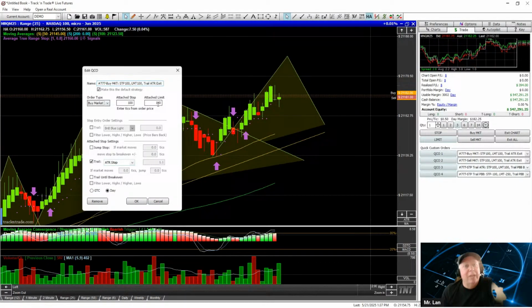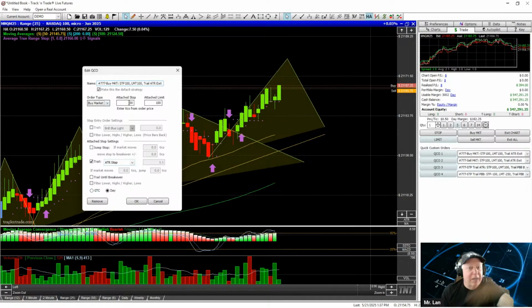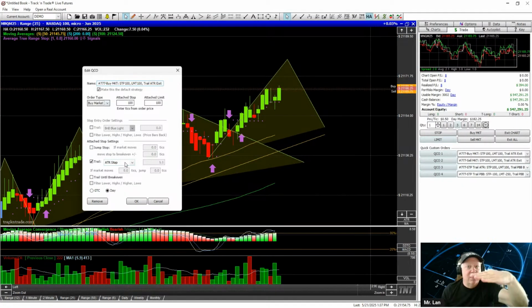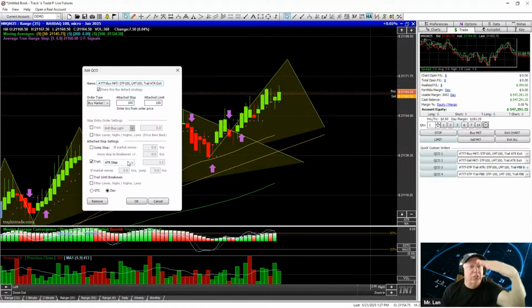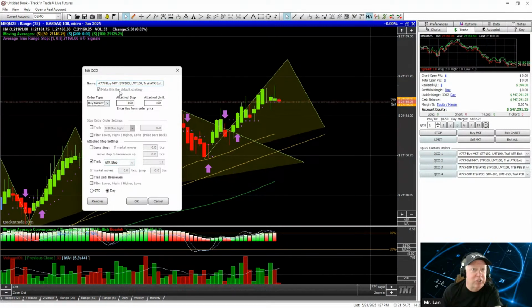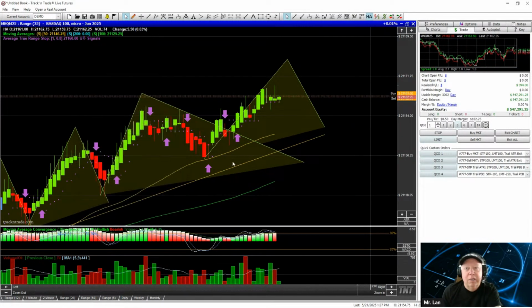So it puts the limit out there at 100 and then drops the stop at 100, but it immediately jumps to the ATR if the ATR is available. If it's not available, it'll just sit there and wait until it is. Then it'll jump. All right. So that's all that's doing. It's very simple, very easy, but it just does it for you.